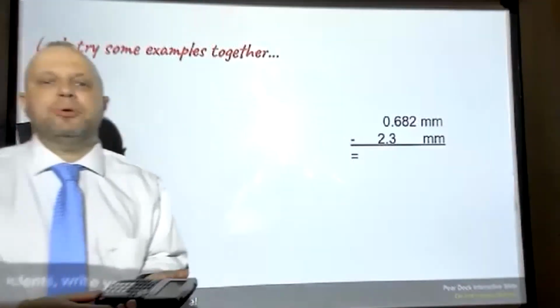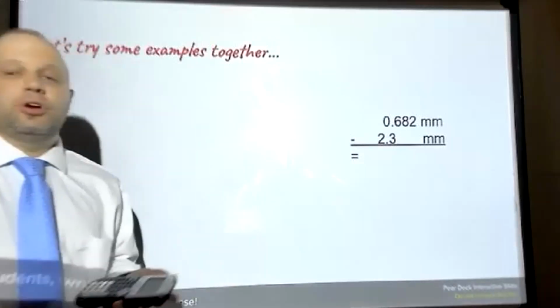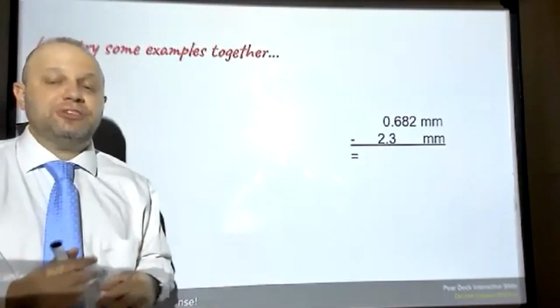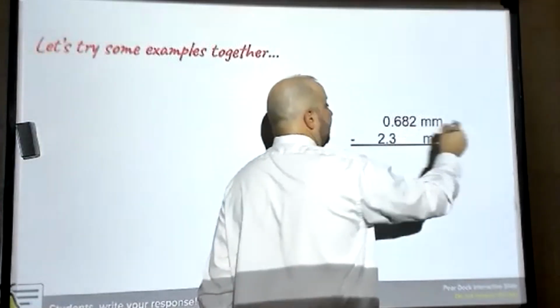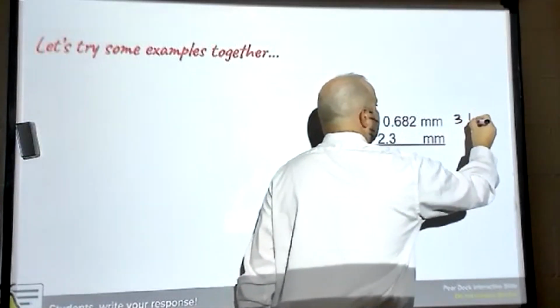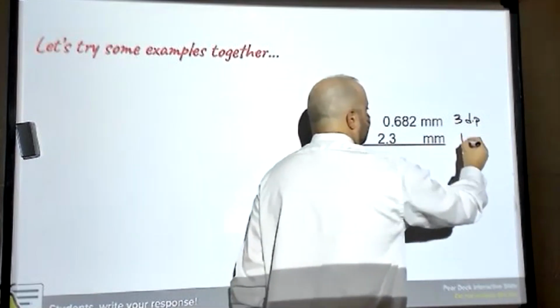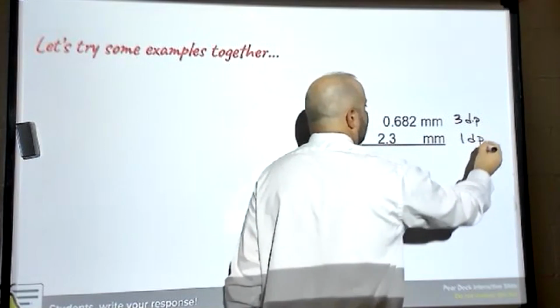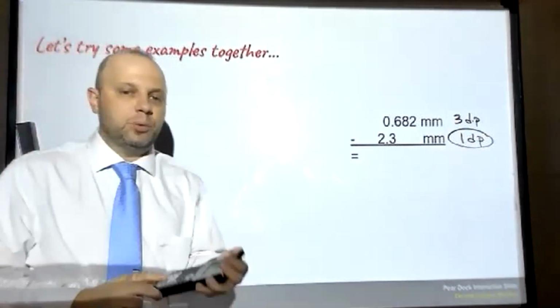So in our final example here, we are looking at a subtraction problem. So a reminder, for subtraction, we look at decimal places. This has 3 decimal places. This has 1 decimal place. That means our final answer can only have 1 decimal place.